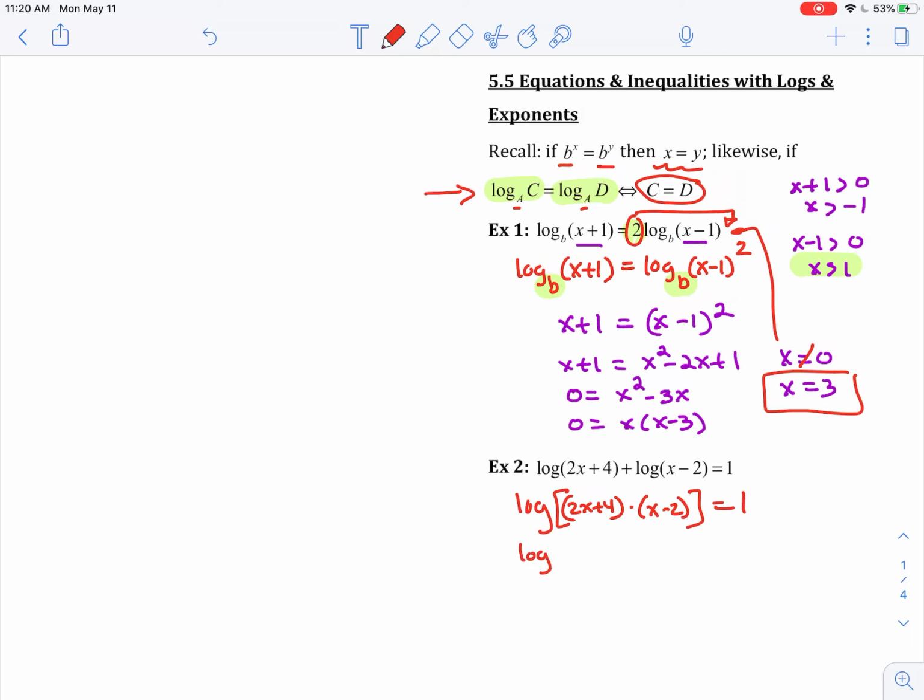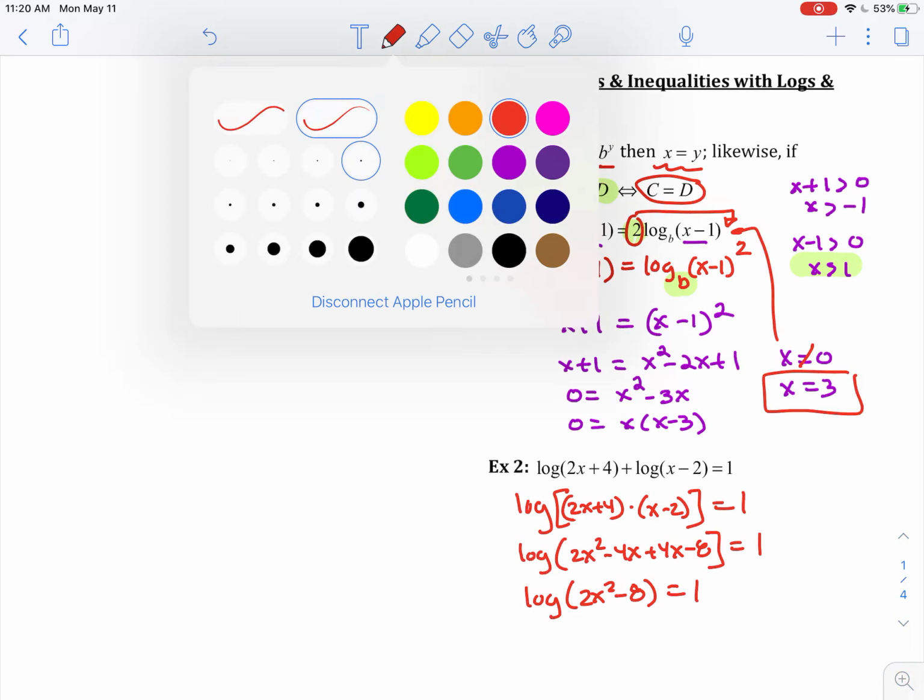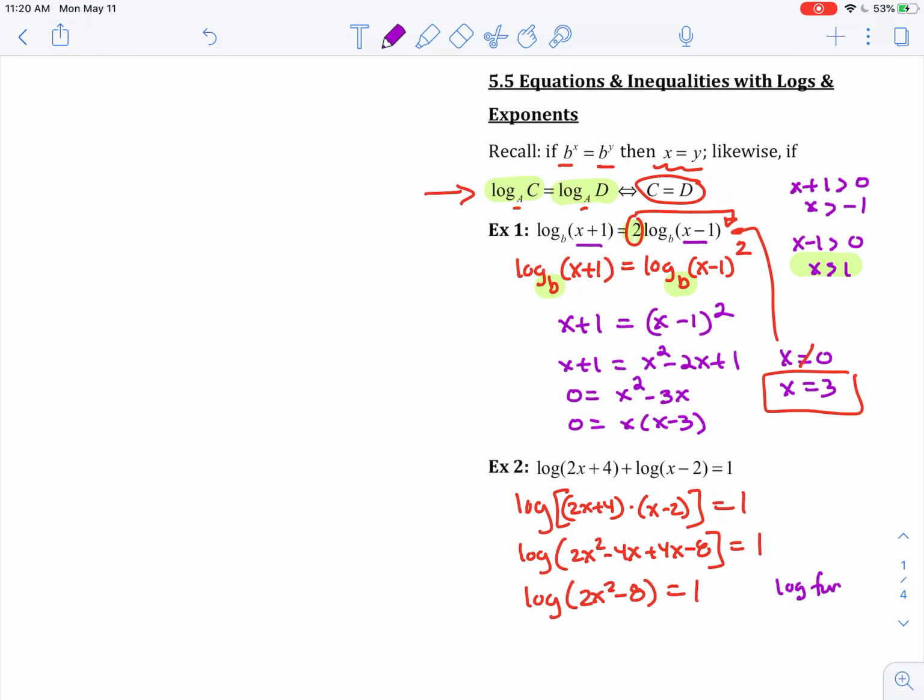I'm going to FOIL that out inside the bracket. So we're going to have a 2x squared, a minus 4x, a plus 4x, and a minus 8 equal to 1, or the log of 2x squared minus 8, combining like terms, equal to 1. And now we are back to where we are looking at a log form, and we can switch this to an exponential form. And recall, if there is no base that is written, a base 10 is implied. So if I switch that to exponential form, base 10 logs are equal to exponents. The exponent is the 1, so 10 to the first is equal to the 2x squared minus 8.